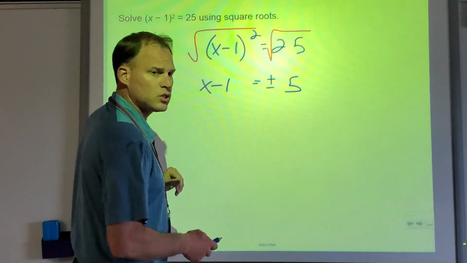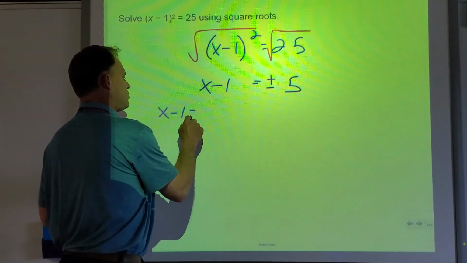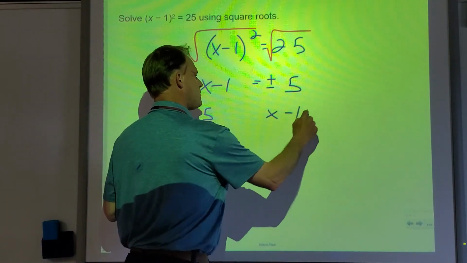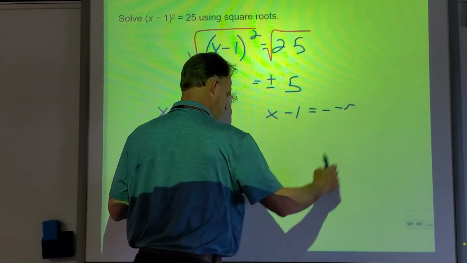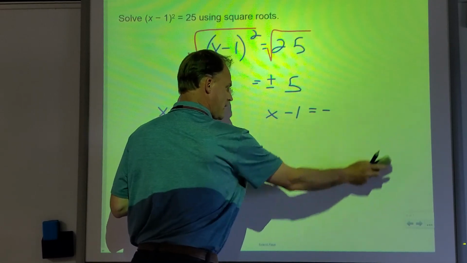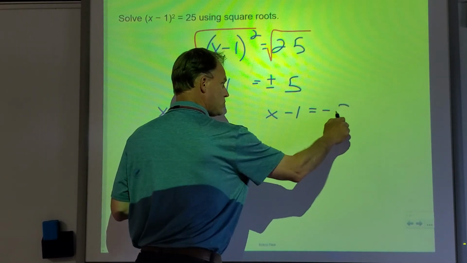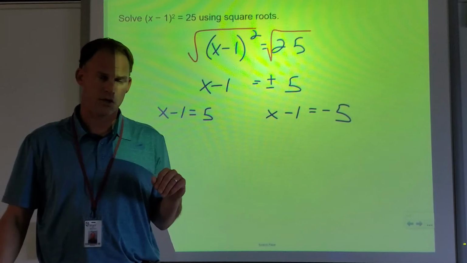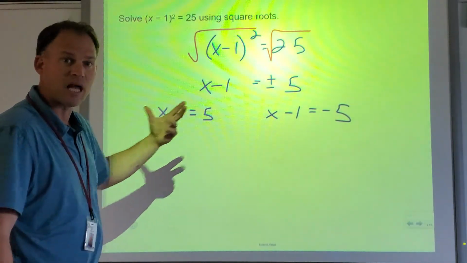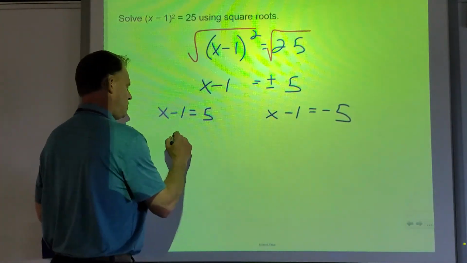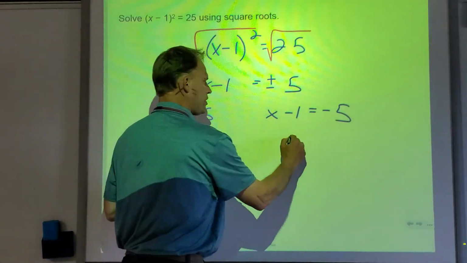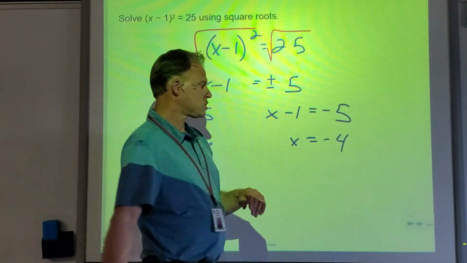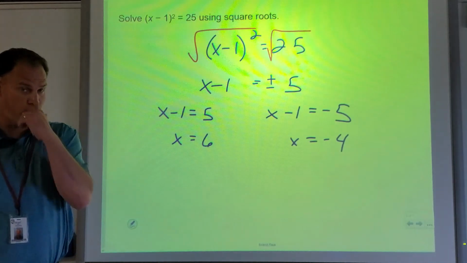Well, technically this is two different equations. X minus 1 equals 5, x minus 1 equals negative 5. So you need to write both equations. Don't be lazy and try and do this in your head. Write them both down and solve them both. Plus 1, plus 1, plus 1 here. So I get 6 and I get negative 4.